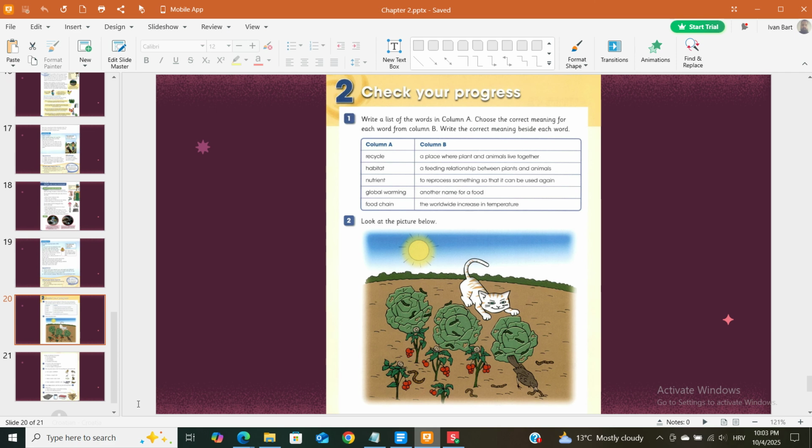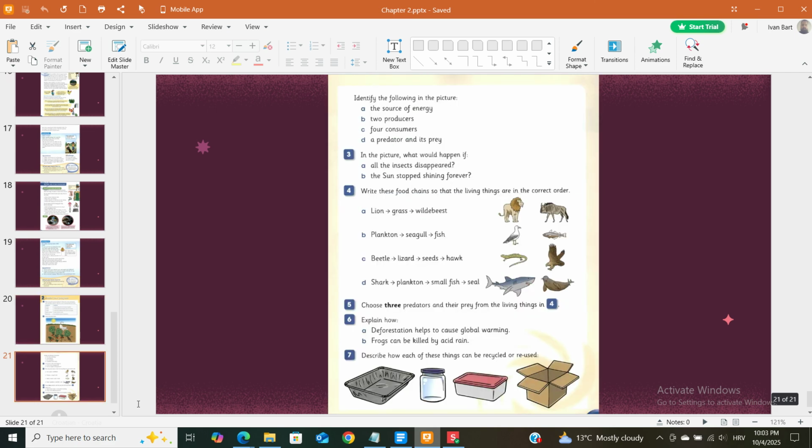2. Look at the picture below. Identify the following in the picture. A. The source of energy. B. Producers. C. Consumers. D. A predator and its prey. In the picture, what would happen if all the insects disappeared? And what would happen if the sun stopped shining forever?